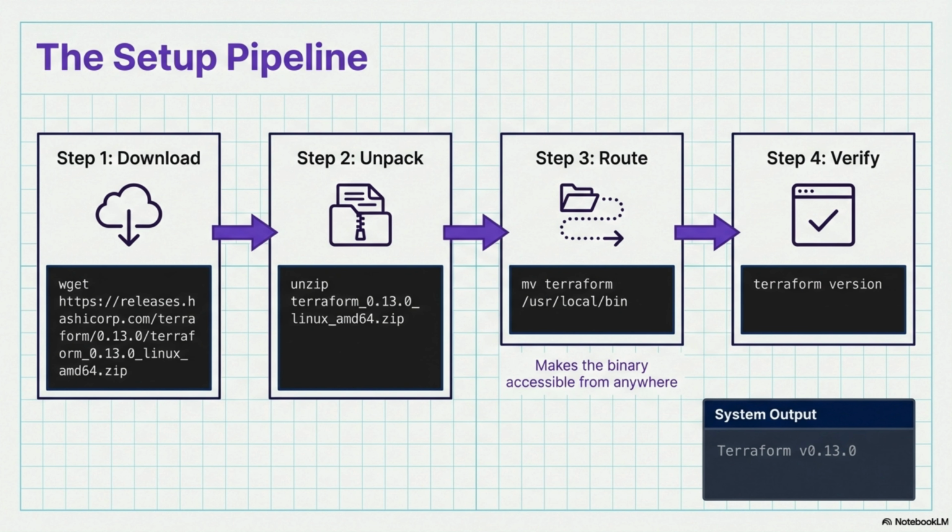The setup pipeline. Let's start from zero. As shown in this pipeline, setting up Terraform is straightforward. Download the binary, unzip it, move it to your system path, and verify using terraform version. That last step is important, because once Terraform is accessible globally, you're ready to control infrastructure from anywhere. Simple setup, but this is where the journey begins.